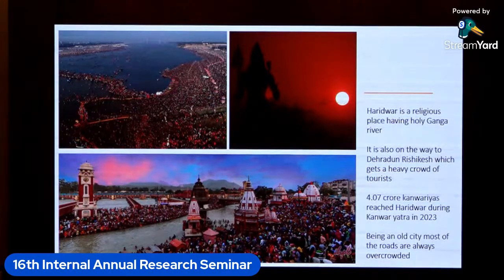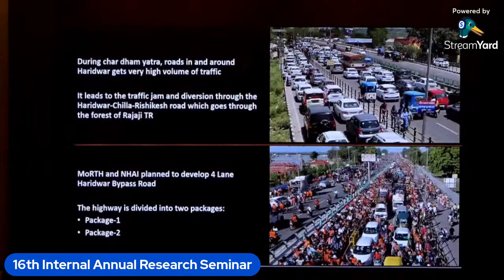Being an old city, most of the roads around Haridwar get overcrowded. During Char Dham Yatra and other tourist seasons, roads in and around Haridwar get a very high volume of traffic. It leads to traffic jams and diversion through the Haridwar Chilla Rishikesh road, which goes through the forest of Rajaji Tiger Reserve. There, negative interaction of humans and elephants can be seen because of the high movement of traffic.